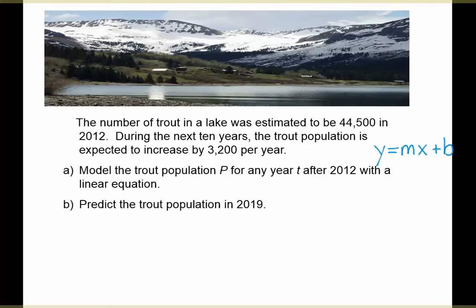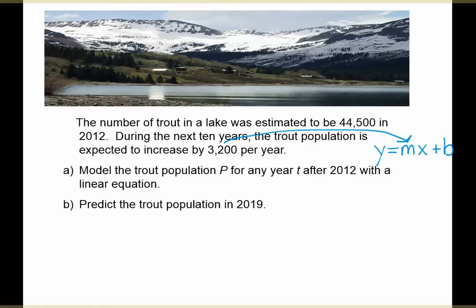Let's talk about the slope. If you look up at the problem and you look at those numbers that they throw at us, which one of those is a rate of change? Which one of those do you think could be the slope? Is it 44,500? Is it 2012? Is it 3,200? Well, it says increase by 3,200 per year. And that per year indicates rate. So that's like it's going to go up 3,200 and over 1. Think about that. You're moving over 1 year on the x-axis, it shoots up 3,200 fish. Go over one next year, it's going to shoot up another 3,200 fish. So this guy is going to be our slope.